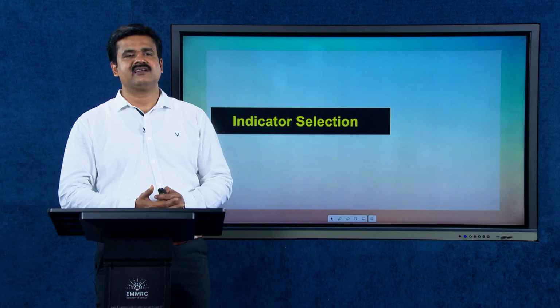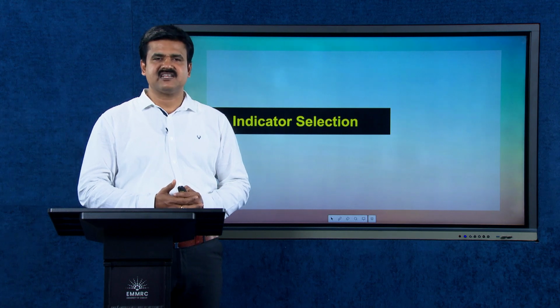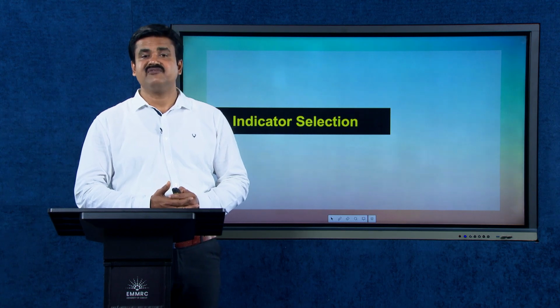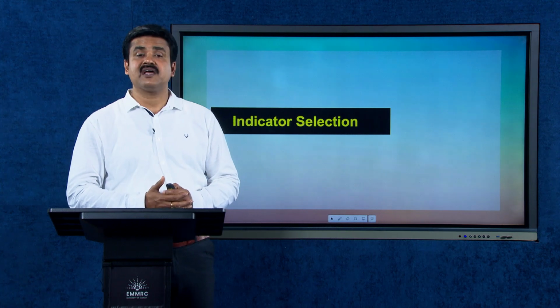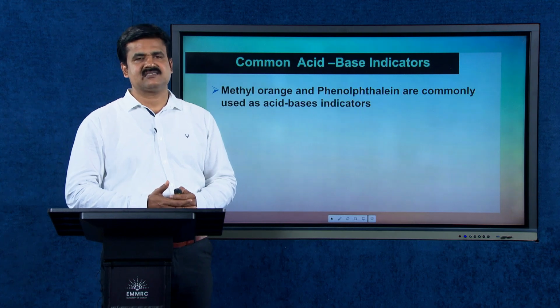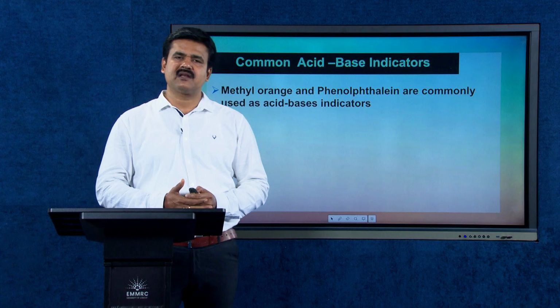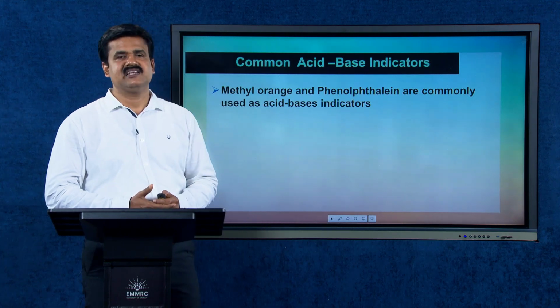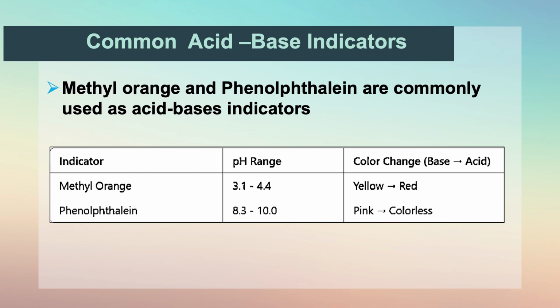Now, indicator selection. We are dealing with an acid-base titration, especially a strong acid versus weak base titration. Therefore, selection of the indicator is of prime importance. Common acid-base indicators are here. Methyl orange and phenolphthalein are two commonly used indicators in acid-base titration. This is a chart which represents the pH range as well as the color change of these two indicators.